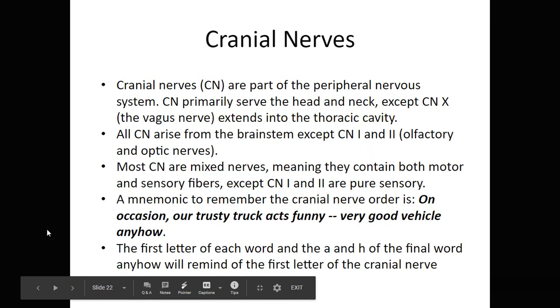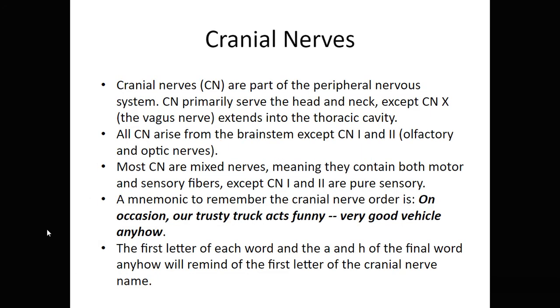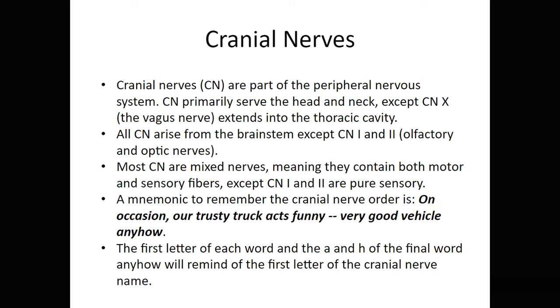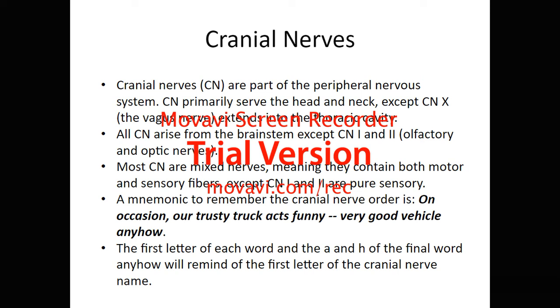All right, so the cranial nerves. The cranial nerves are part of the peripheral nervous system. They primarily serve the head and neck, except for cranial nerve 10, the vagus nerve, that's going to extend into the thoracic cavity. All cranial nerves arise from the brain stem, except for cranial nerves 1 and 2, which are your olfactory and optic nerves. And most cranial nerves are mixed nerves, meaning they contain both motor and sensory fibers.